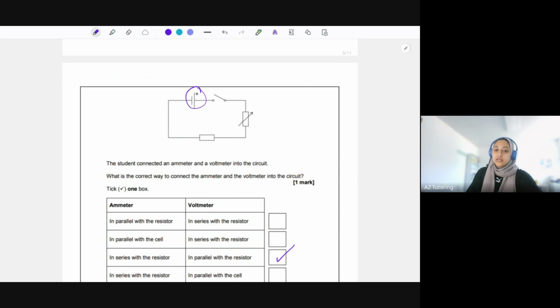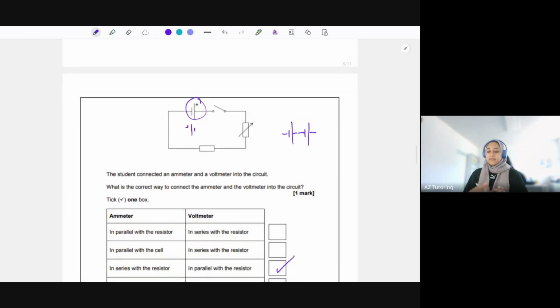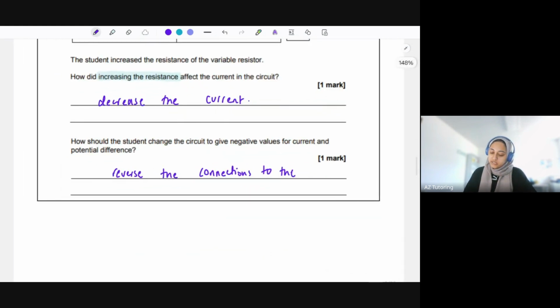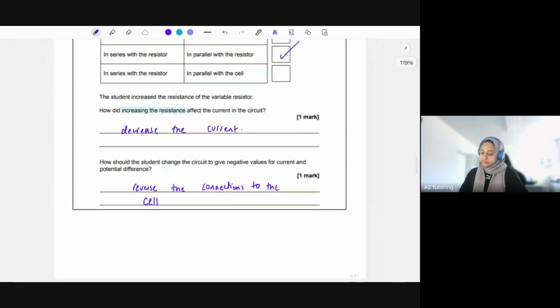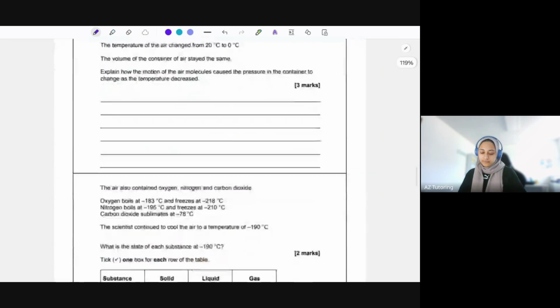So remember, a cell is just one. If I had two of them, that's a battery. So we've got a cell in this case. Make sure you say the right word, either cell or battery. What we're going to do is reverse that, meaning we're going to put the positive on this side and the negative part on that side. So we've just reversed the connection. All the values will change, but just be careful to say cell or battery. So we're going to reverse the connections to the cell in this case. Okay, moving on.